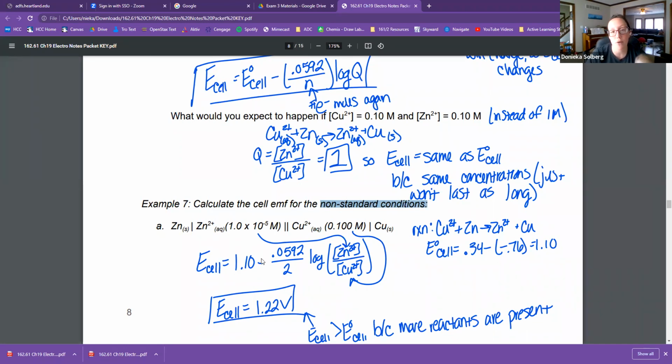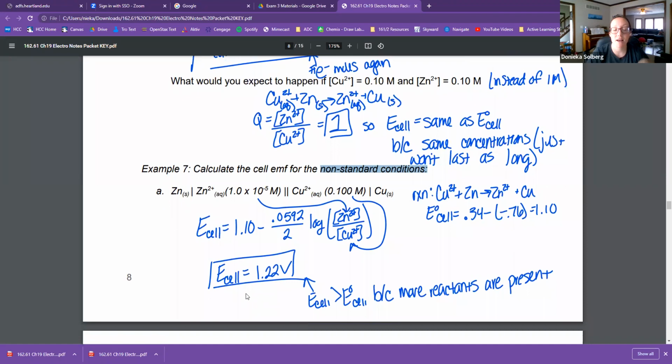Now, the problem is they're not both at 1 molar, right? I have this concentration and I have this concentration. So I use the rest of the Nernst equation, minus 0.0592 over 2, because in my balanced equation I'm changing the charge by 2, and then the log of the zinc over the copper. Now, again, why did I do the zinc over the copper? Well, because of my balanced equation, zinc is my product and copper is my reactant. So write out the balanced equation to make sure you know what are your reactants and what are your products, okay? So the zinc concentration goes on top, copper concentration goes on bottom.